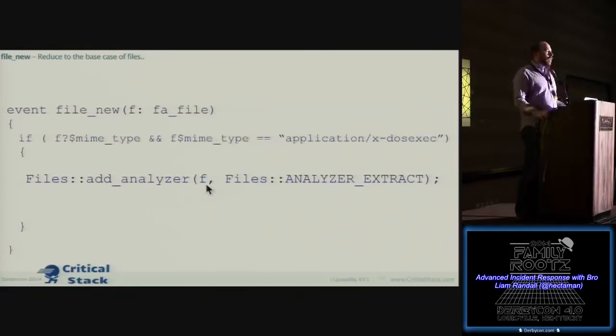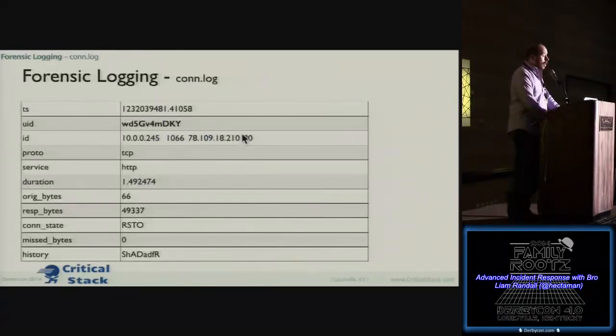And if we only wanted to then say save the executables, we would simply add a little if statement and say, is there a MIME type? And if there is a MIME type, is it an application DOS exec? And now we're saving all the application DOS execs out with this policy in both directions on all the protocols.